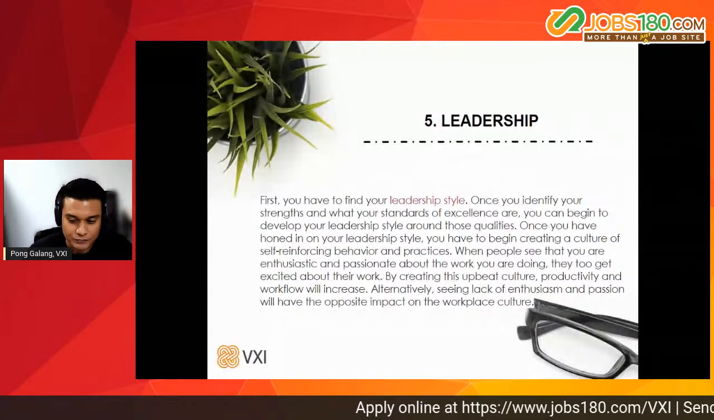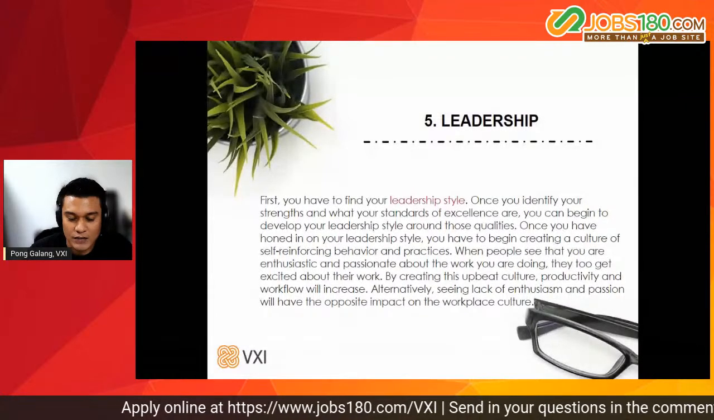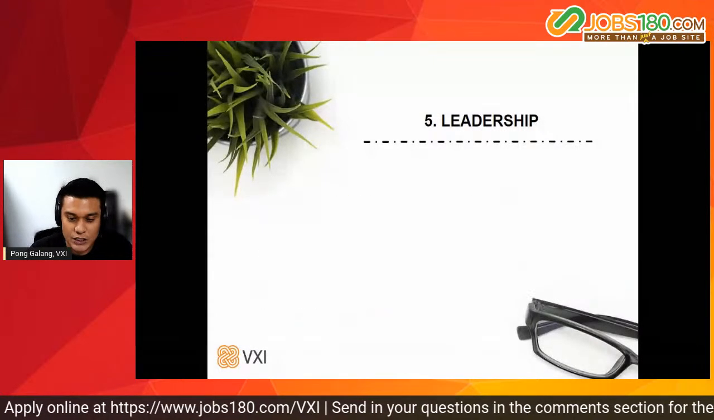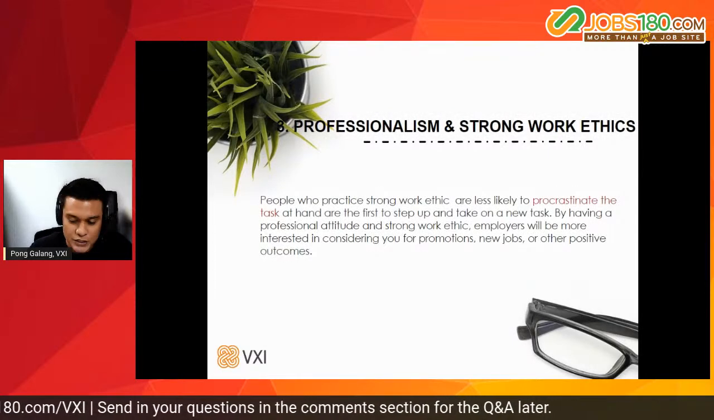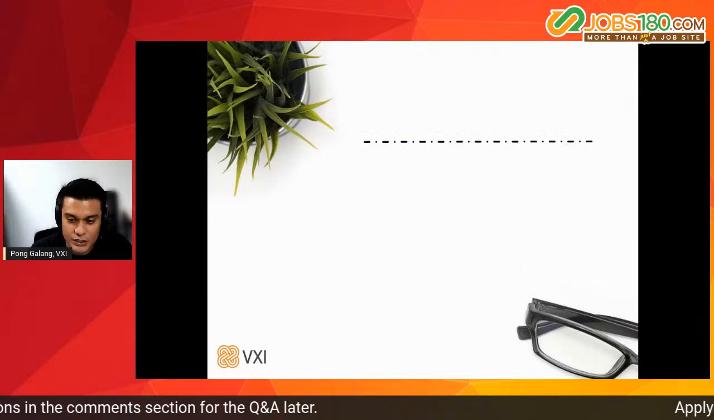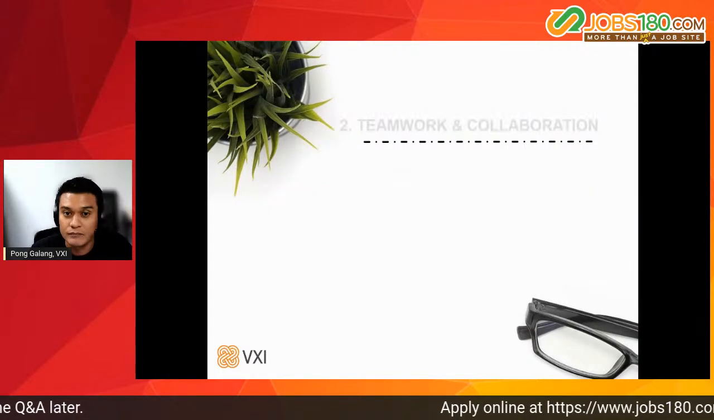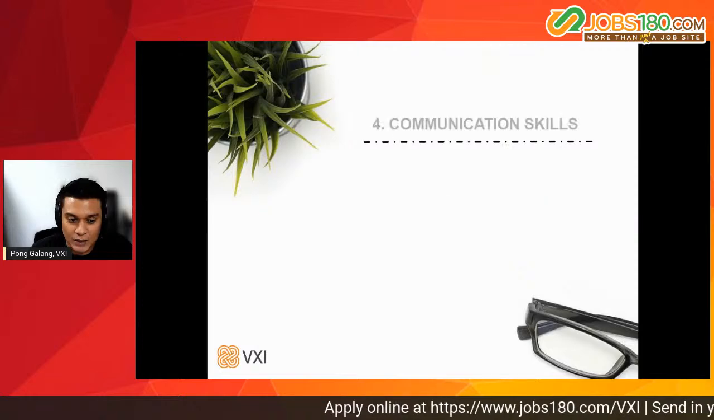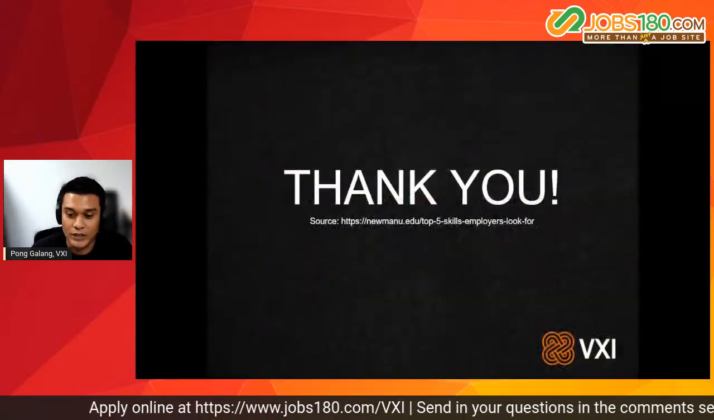So, aside from leadership, communication, right? Professionalism and strong work ethics, teamwork and collaboration, and critical thinking and problem solving. That would be the five top key traits that any employer or company would be looking for with its employees.